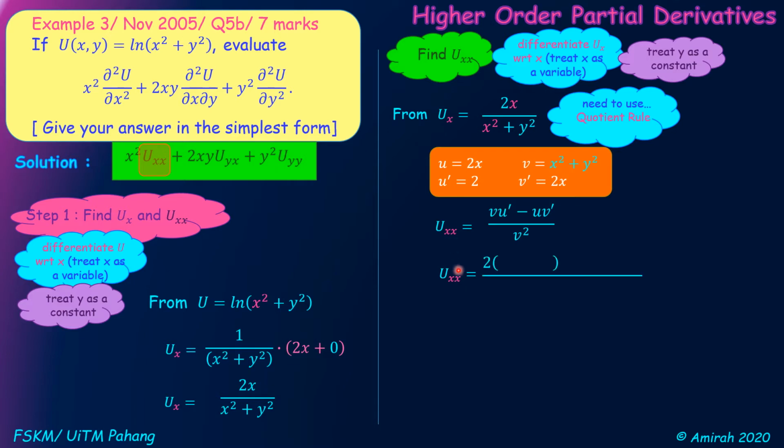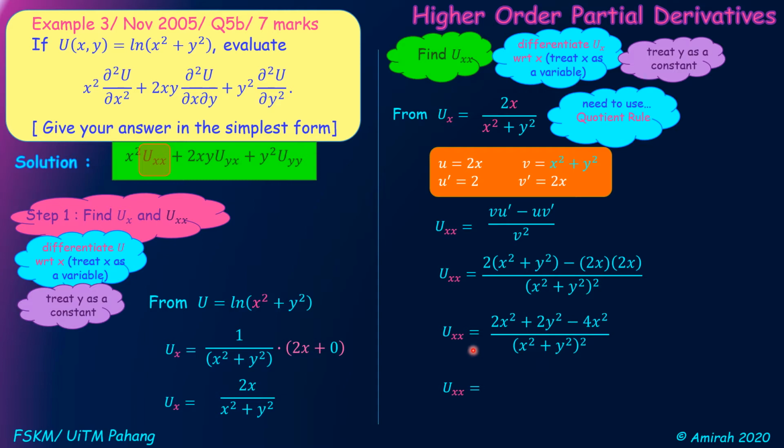So u_xx equals, we multiply v and u prime, so we can cross multiply here: 2 times (x squared plus y squared). And then we have a minus sign here, and then we multiply u and v prime, so we get 2x times 2x. After that, we expand the numerator. So we get 2x squared plus 2y squared minus 4x squared.